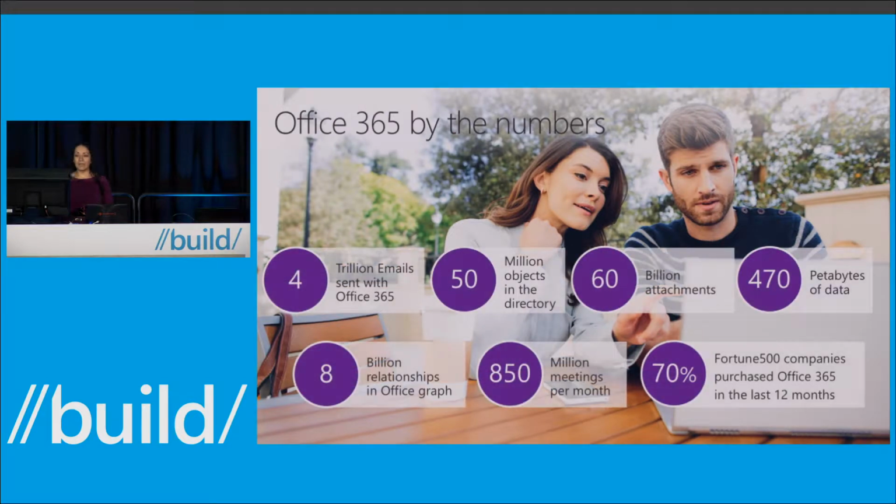If we take a look at Office by numbers, there's a whole lot of data in Office 365. 4 trillion emails sent within Office 365. 50 million objects in the directory, which most of them are users and groups. 60 billion attachments flowing around. 8 billion relationships calculated through the Office graph. 850 million meetings per month. That's a whole lot of data. Around 470 petabytes of data between consumer and commercial are combined within our cloud.